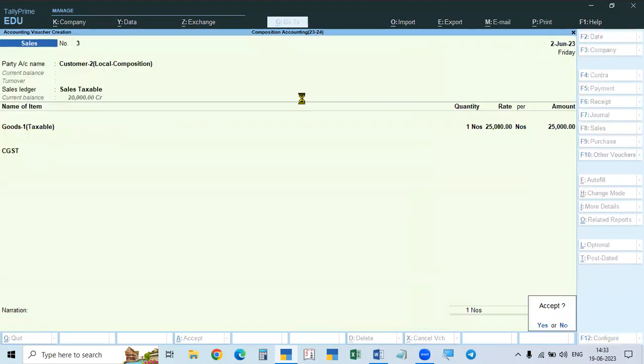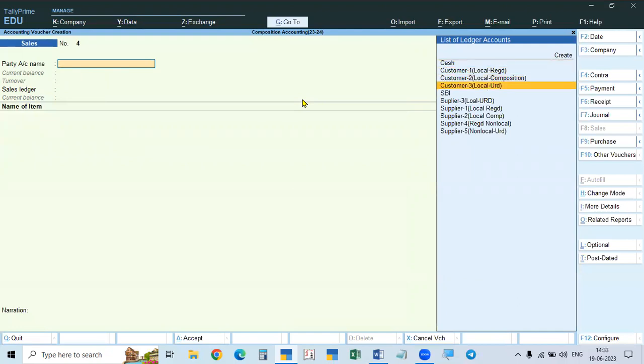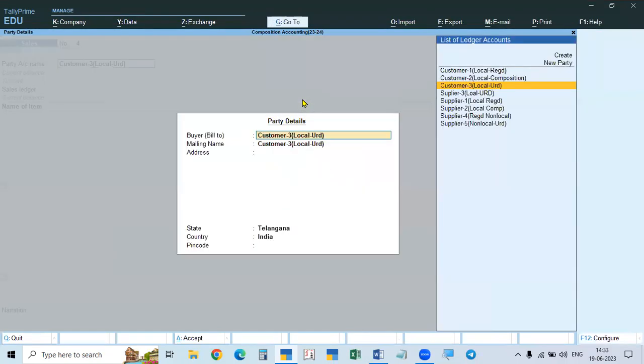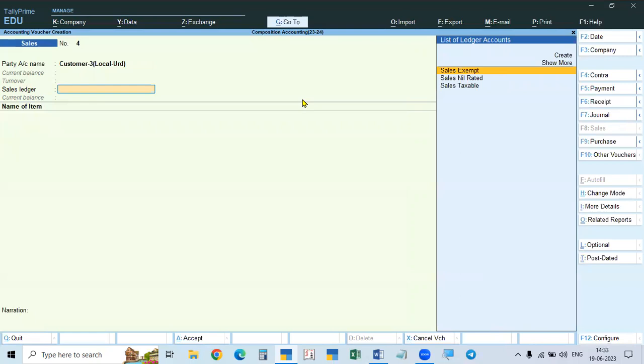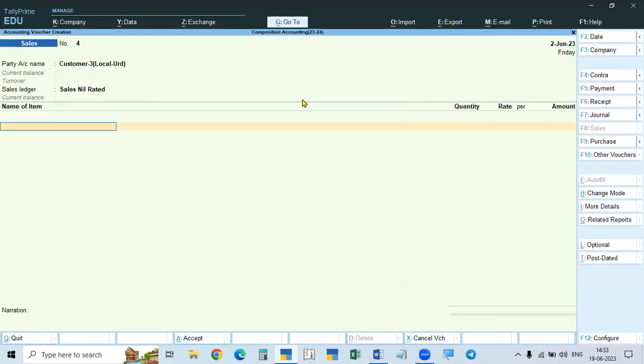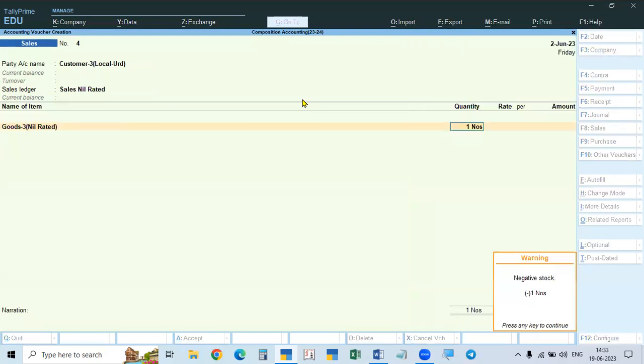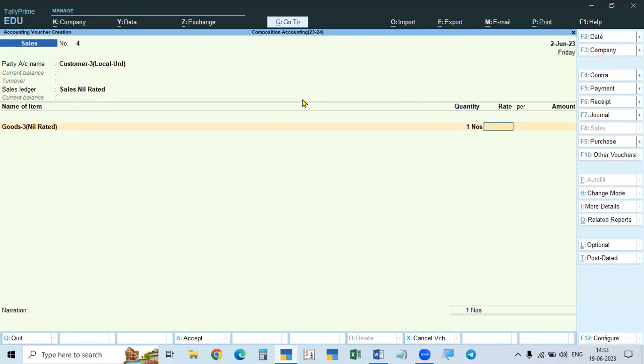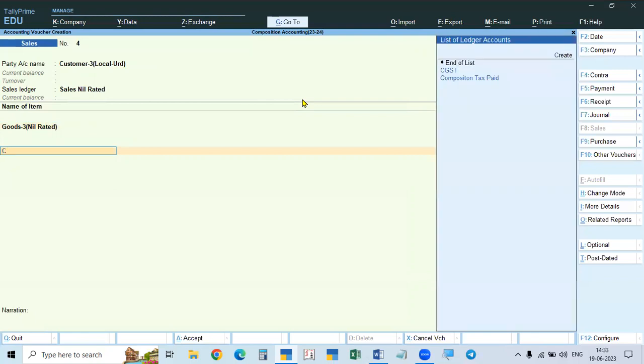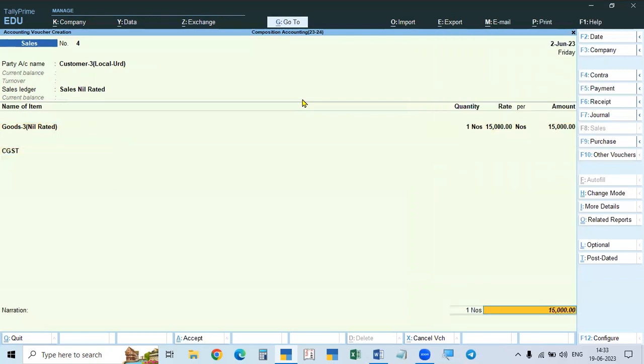so that on taxable goods you have to pay tax. Now this time I am taking an unregistered dealer. It's okay, no problem. For the unregistered dealer, the goods are nil rated this time. Nil rated sales means goods also nil rated. One item, 15,000 for example. So nil rated, there will be no tax at all.